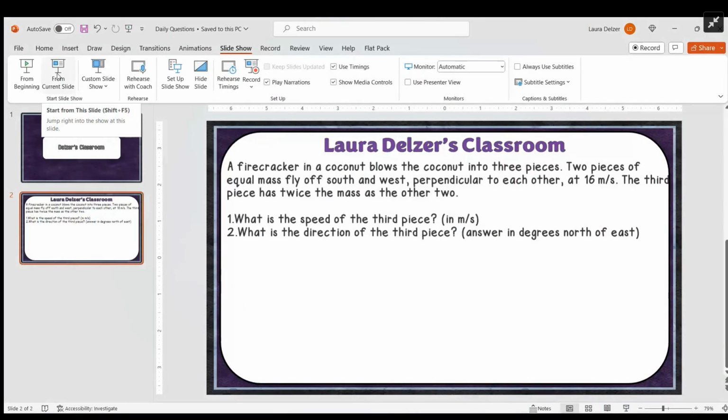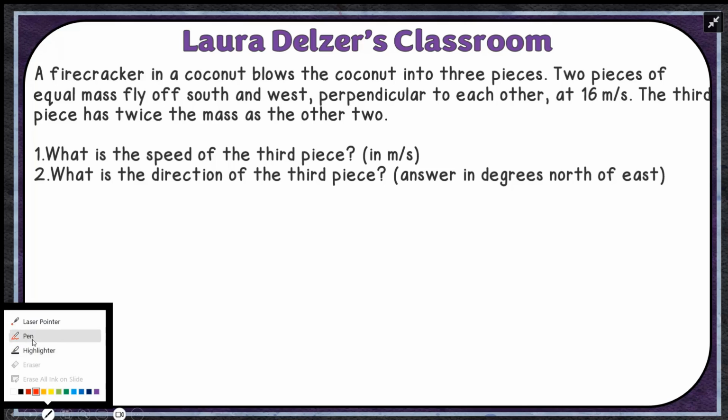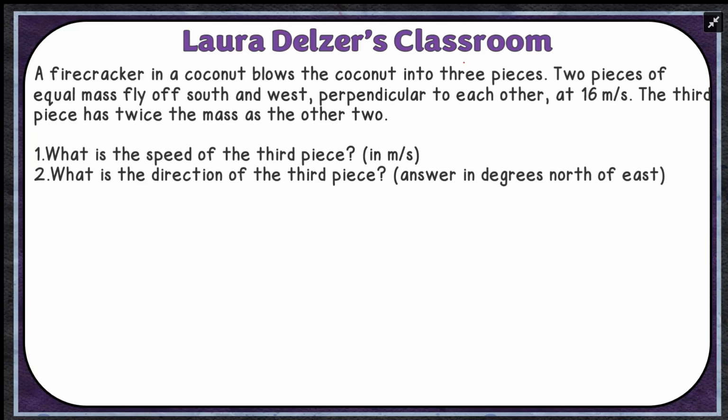And so I am going to be sharing how to solve this problem. What we have is a firecracker and a coconut, and it blows the coconut apart. When we read what is happening here, we see that it's going to blow apart into three pieces. Two of them have equal mass. One is going to fly south and one is going to fly west. They are perpendicular to each other at 16 meters per second.